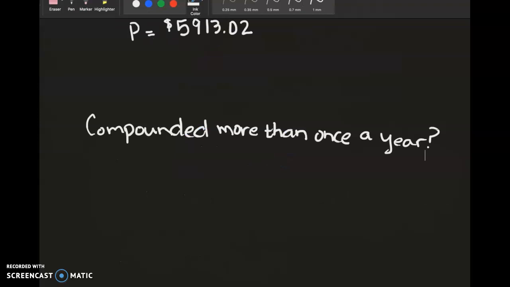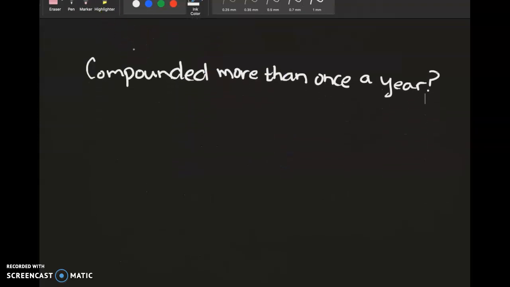Now, what if you're looking at your money being compounded more than once a year? Because the examples we've looked at so far are just when your money is being compounded once a year, but the interest can be added back into your account more than once. So the formula is going to change a little bit if the money is being compounded more than once a year. Still going to start off the same.